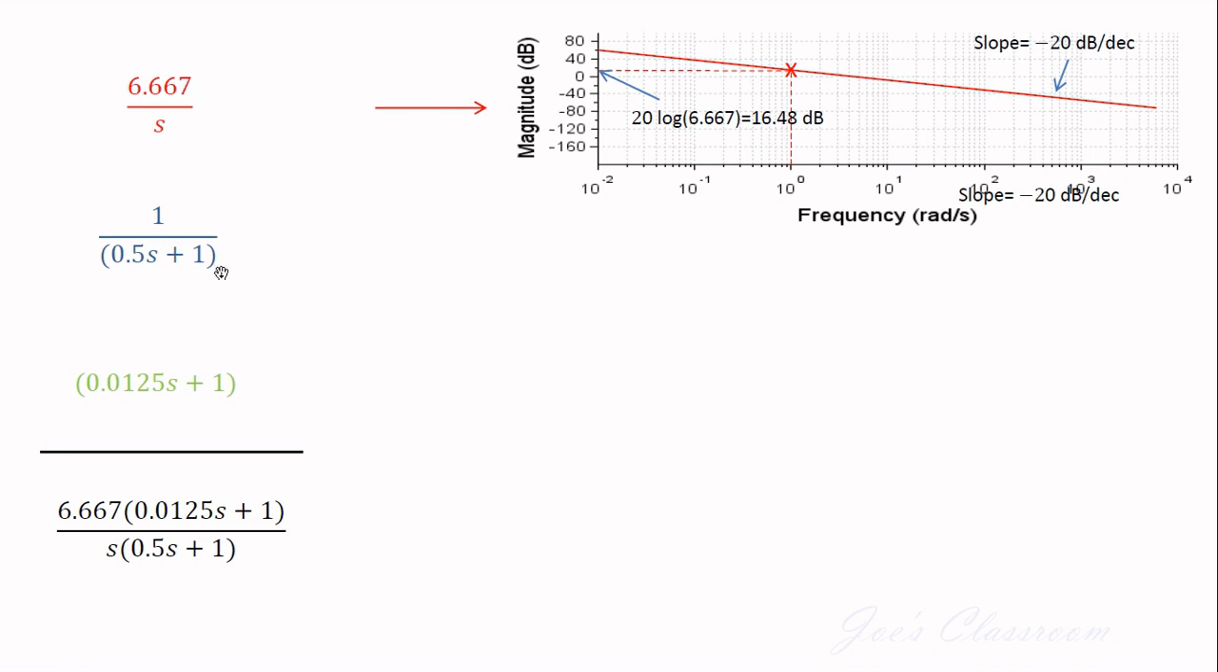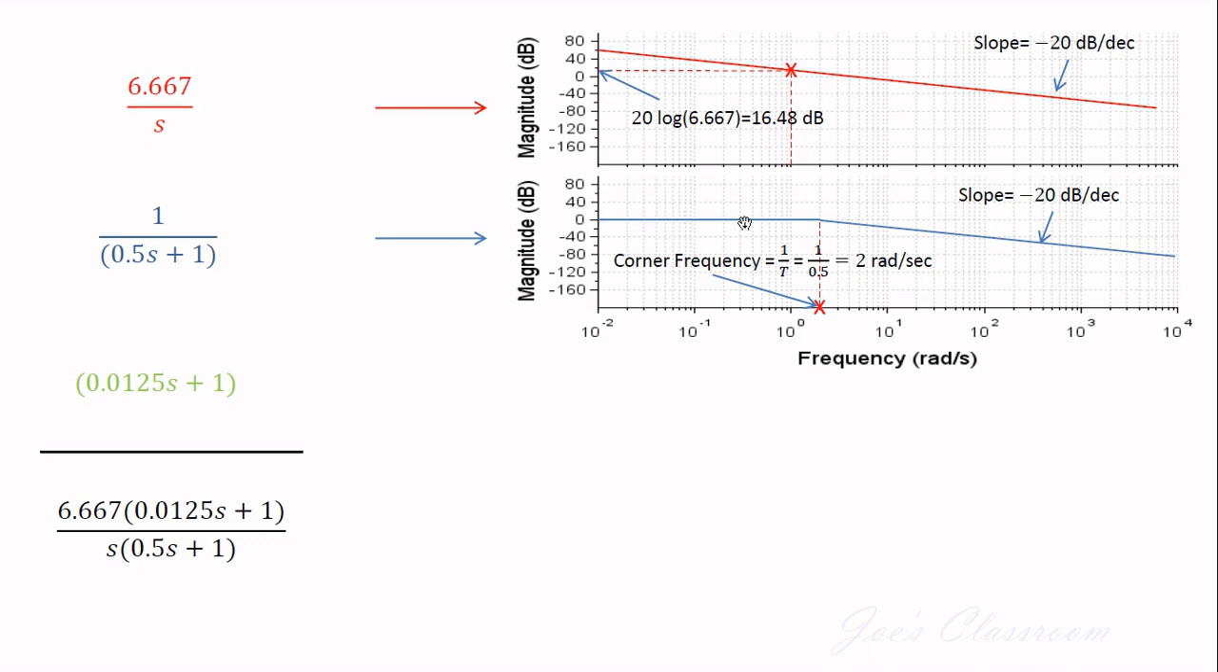For frequencies lower than the corner frequency, the magnitude is going to be 20 log k. And for frequencies greater than the corner frequency, the slope is going to be, n is equal to 1, therefore minus 20 n decibels per decade. Why minus? Yeah, it comes in the denominator. Okay, it contributes to a pole, and therefore the slope is going to be negative.